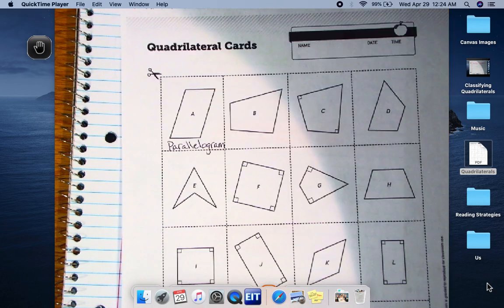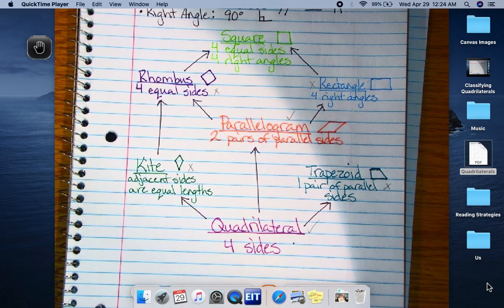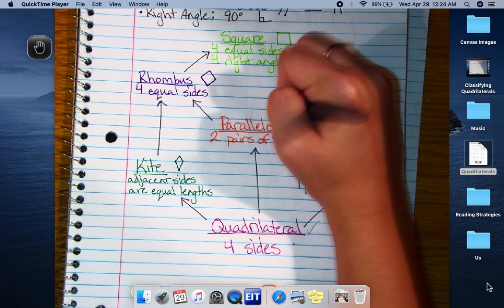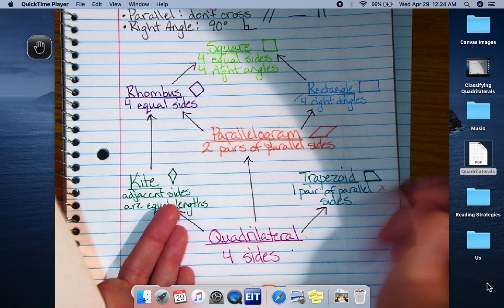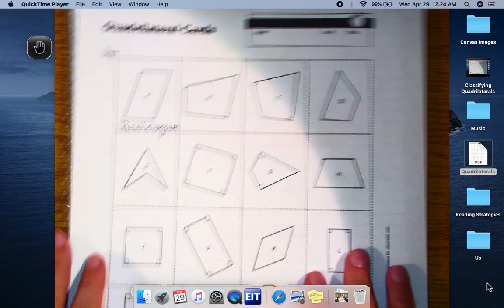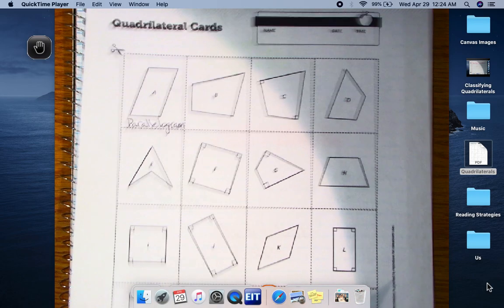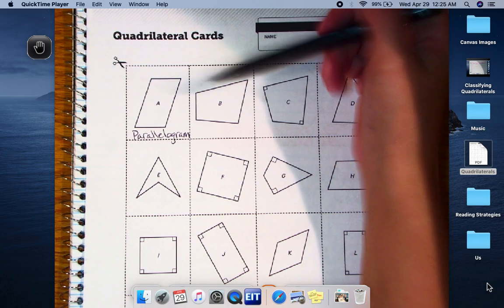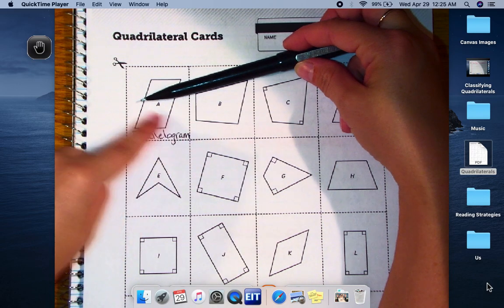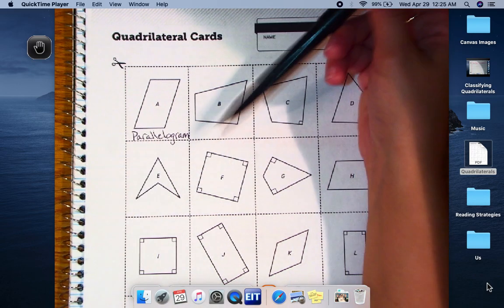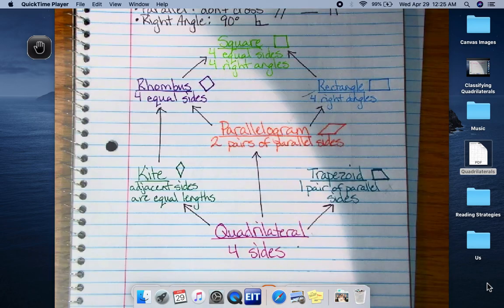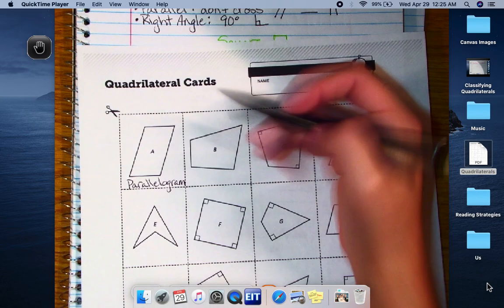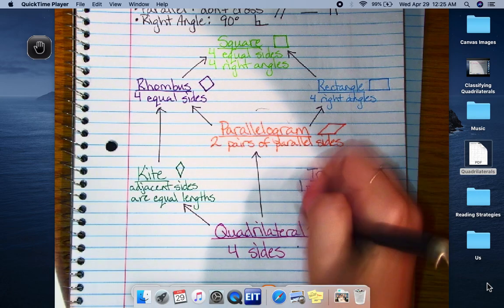Let me do another one. The most specific name for shape B is what I'm going to look at next. Shape B. All right. So far when I'm looking at this, it doesn't have any right angles. These look like they're going to cross. That's not parallel. These don't look parallel. None of the sides look like the same length. All right, so let me start. Quadrilateral, 4 sides. Does this shape have 4 sides? 1, 2, 3, 4. Yes. So it's a quadrilateral.